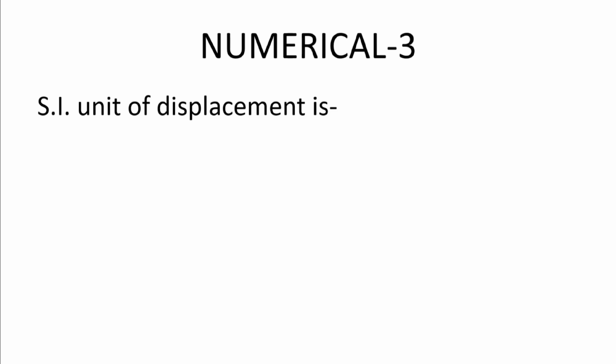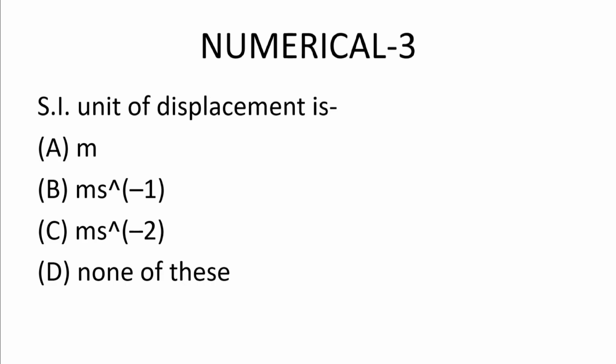Now let us take another example. SI unit of displacement is meter, meter per second square, meter per second, or none of these. The correct answer is meter, because meter per second is a unit of speed or velocity, and meter per second square is a unit of acceleration. So the correct answer is option A, that is meter.